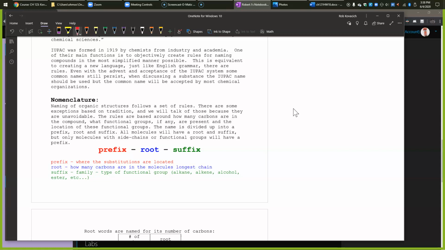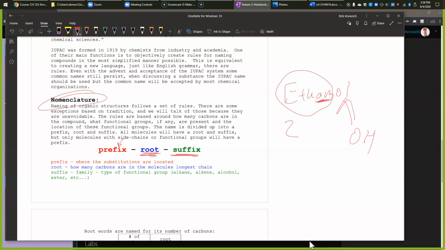Okay, so let's talk about nomenclature. We need to be able to name some of the simple molecules. To name a simple molecule, all of them have a root, and all of them have a suffix, and most of them have a prefix. The prefix is going to talk about side chains and substitutions. The root is going to talk about the longest continuous carbon chain, and the suffix is going to tell me what kind of molecule it is. So if somebody says ethanol, I know that this is a 2-carbon chain with only single bonds that has an OH group on it.